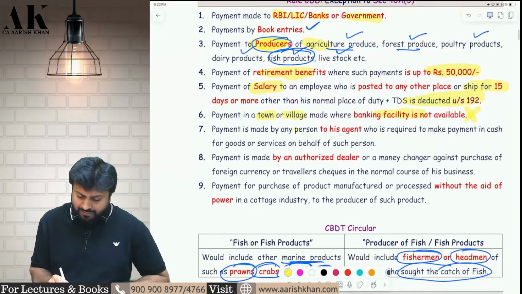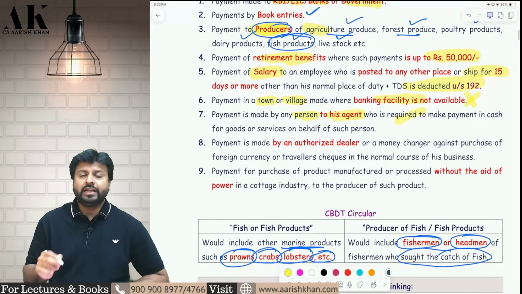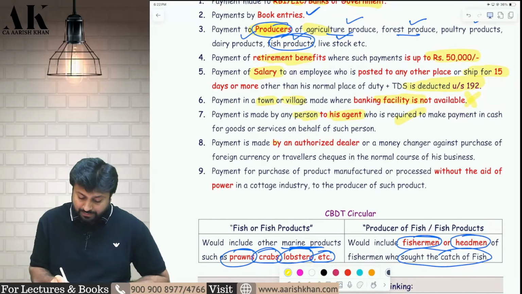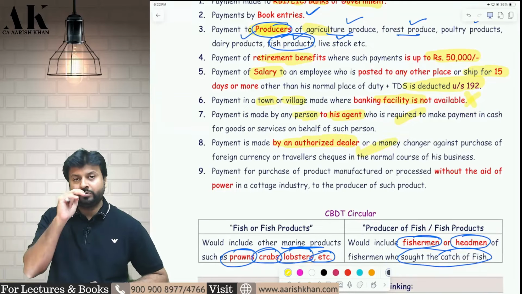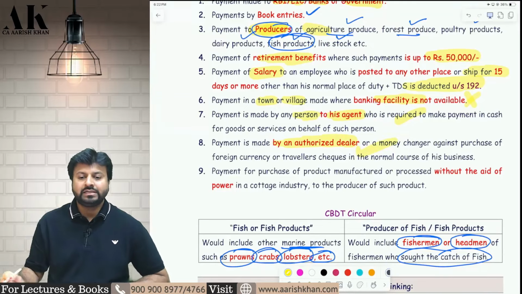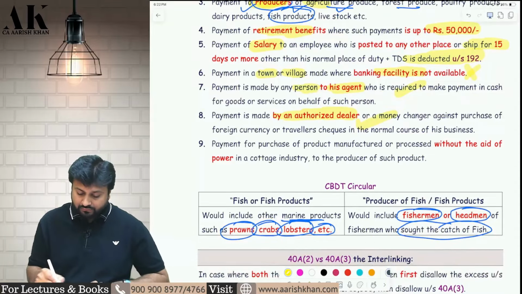Similarly, where the payment is made by a person to his agent. To his agent, what? Consignment agent. For buying goods or services, I can make the payment in cash. Similarly, payment made by an authorized dealer of foreign currency. They are allowed to make the payment in cash. Are you clear?